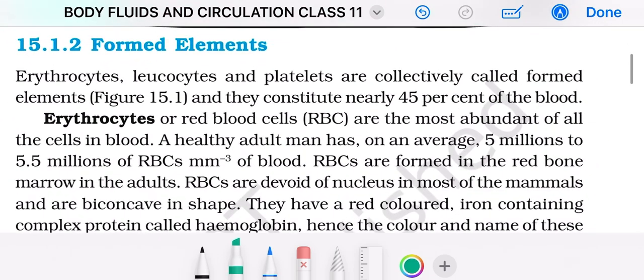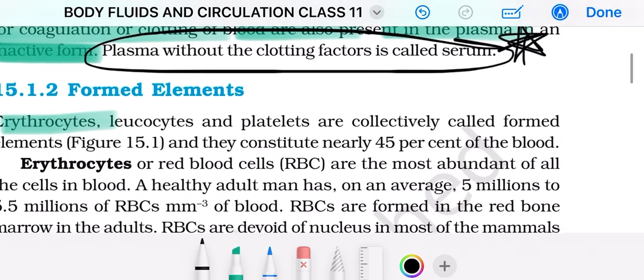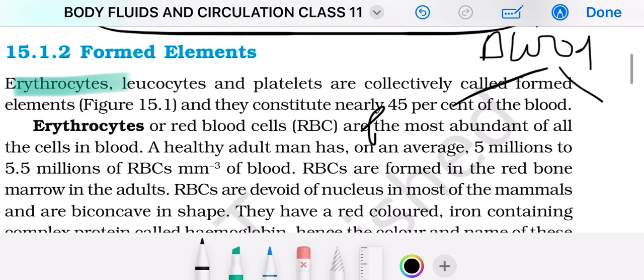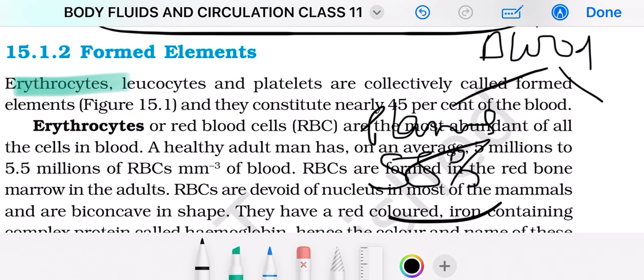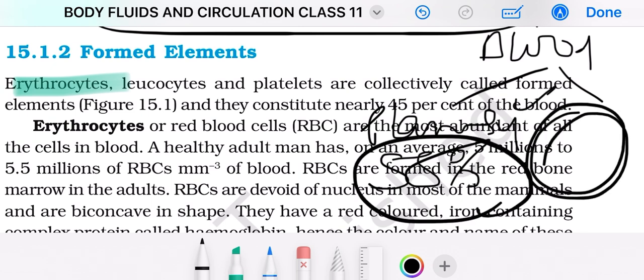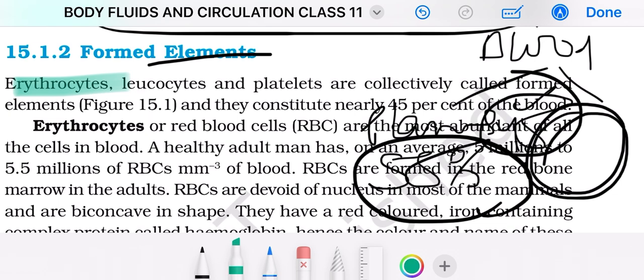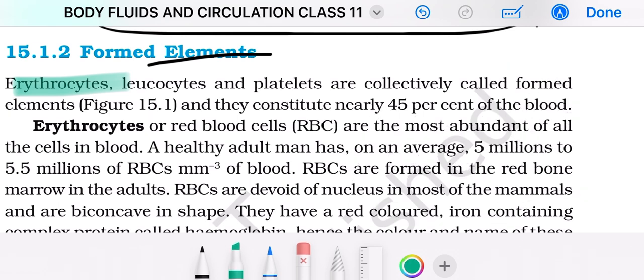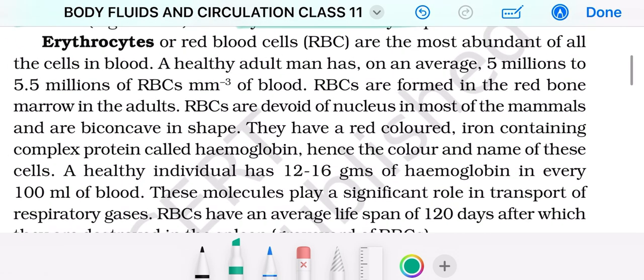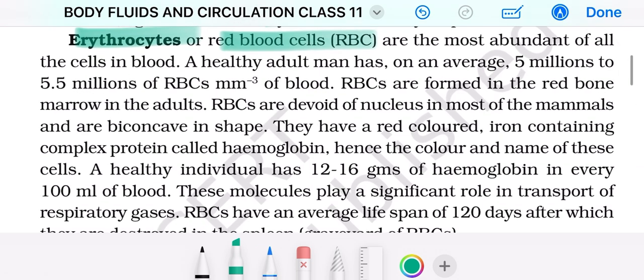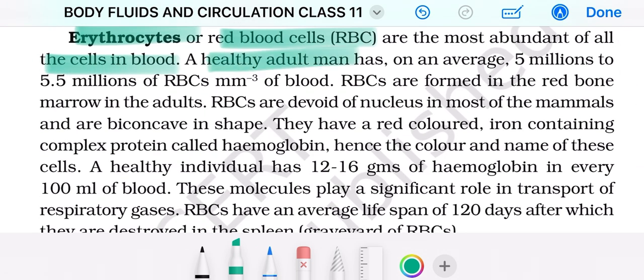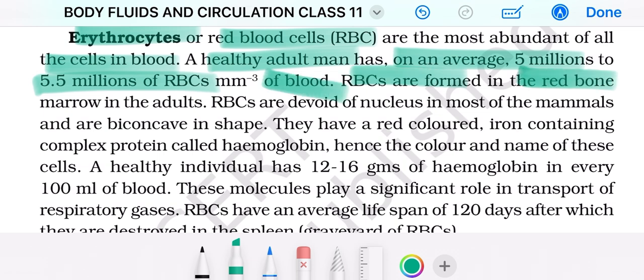Now formed elements. Blood is divided into two portions. First is plasma, which constitutes 55% of the blood, and the other 45% is formed elements. Erythrocytes, leukocytes and platelets are collectively called formed elements, and they constitute nearly 45% of the blood. Erythrocytes or red blood cells are the most abundant of all the cells in the blood. A healthy adult man has on an average 5 million to 5.5 million RBCs per cubic mm of blood. RBCs are formed in the red bone marrow in the adults.